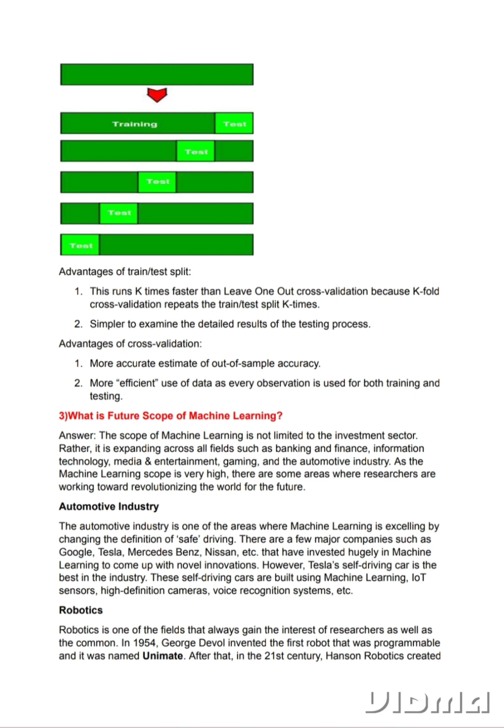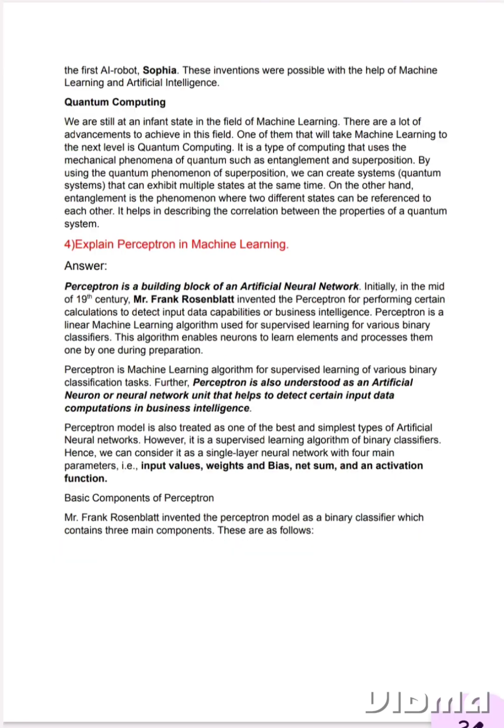Robotics is one of the fields that always gain the interest of researchers as well as the common. In 1954, George Devol invented the first robot that was programmable and it was named Unimate. After that, in the 21st century, Hanson Robotics created the first AI robot, Sophia. These inventions were possible with the help of machine learning and artificial intelligence.